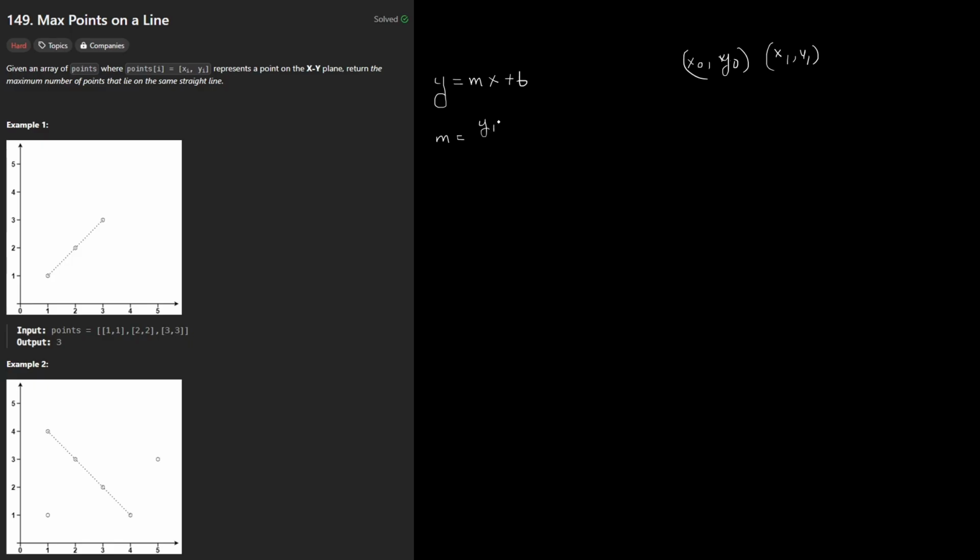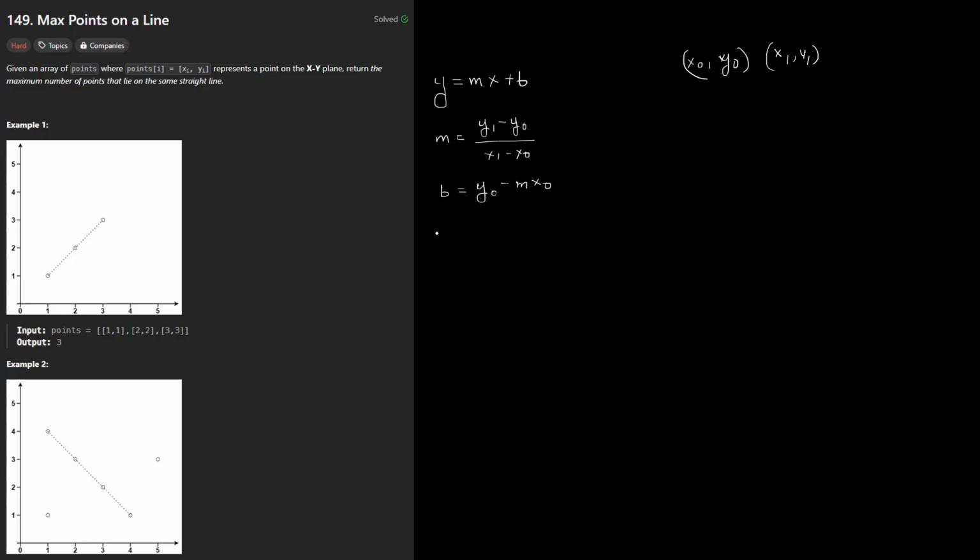y1 minus y0 over x1 minus x0, and b here is going to be the intercept, which is y0 minus m times x0.